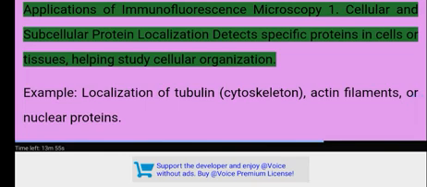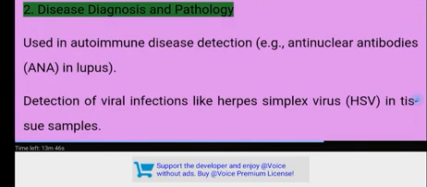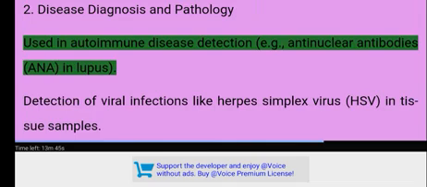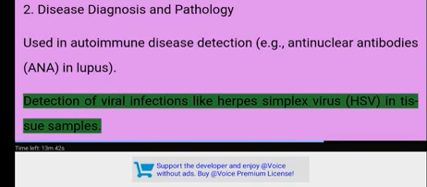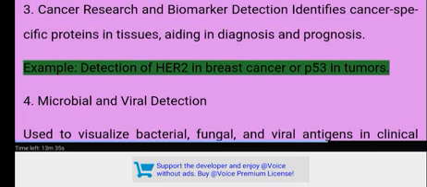Applications of immunofluorescence microscopy. 1. Cellular and subcellular protein localization detects specific proteins in cells or tissues, helping study cellular organization. Example: localization of tubulin, cytoskeleton, actin filaments, or nuclear proteins. 2. Disease diagnosis and pathology. Used in autoimmune disease detection, e.g., antinuclear antibodies, ANA, in lupus. Detection of viral infections like herpes simplex virus, HSV, in tissue samples. 3. Cancer research and biomarker detection identifies cancer-specific proteins in tissues, aiding in diagnosis and prognosis. Example: detection of HER2 in breast cancer or p53 in tumors.